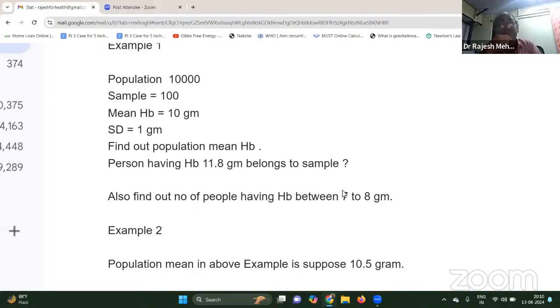So 2.5 minus 0.3, approximately 2%. So two individuals will be there between this. But if the question is about the total population, then in the total population, the figure would not be 2%, because we don't have the standard deviation of the total population, so the calculation will be much more difficult. In that case, what you need to find out is that now you have 2% out of 100 having a HB between 7 to 8 grams.